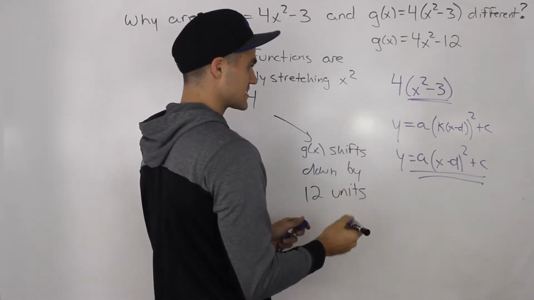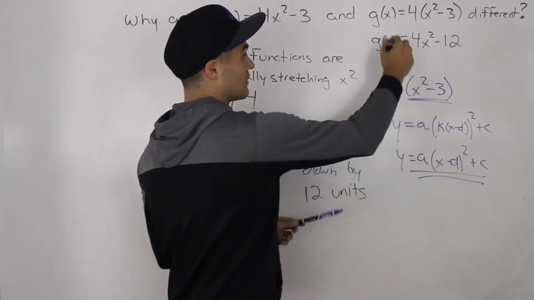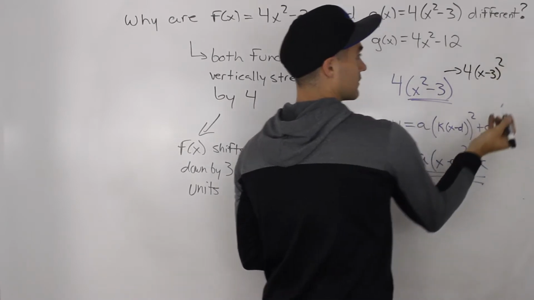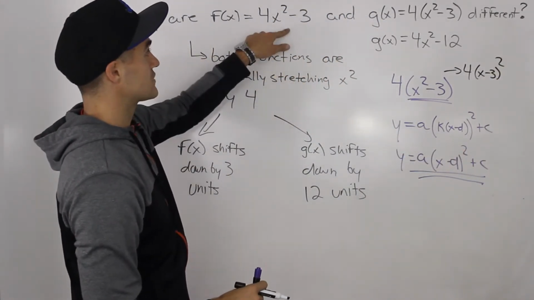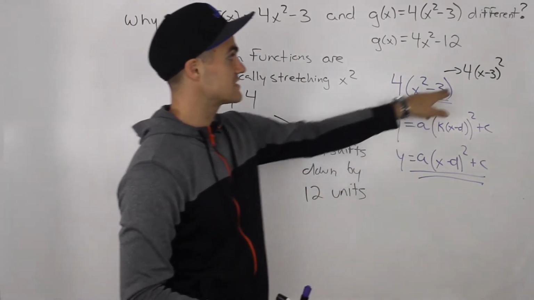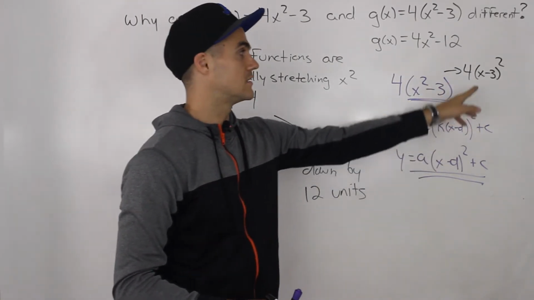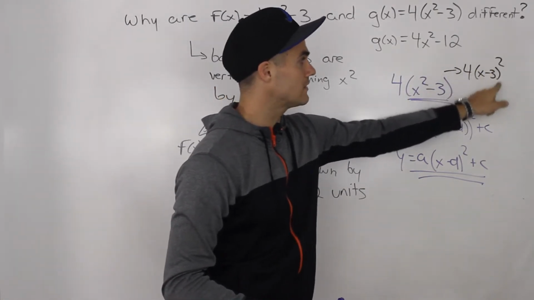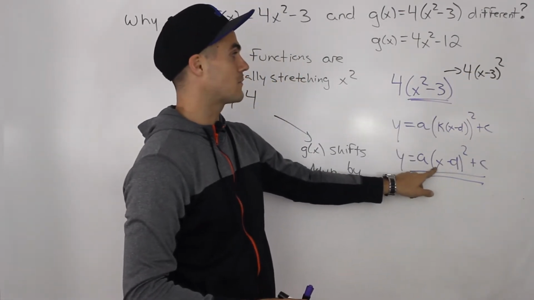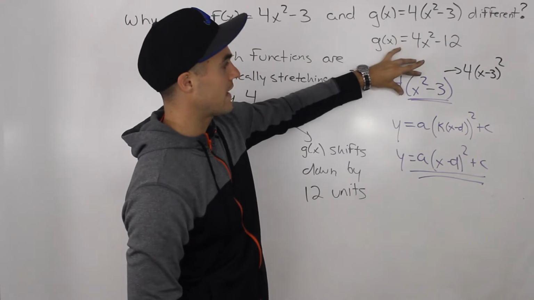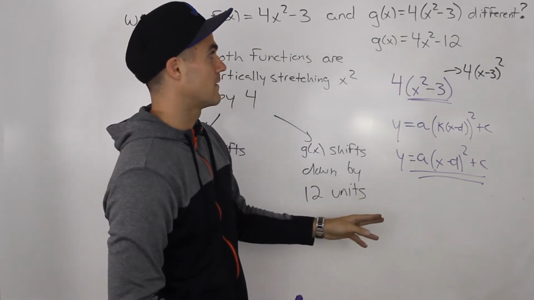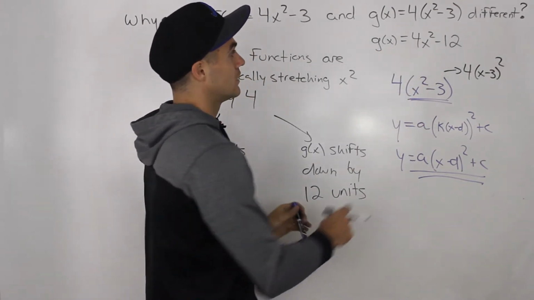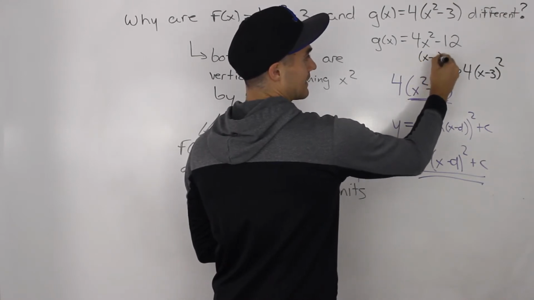So for example, if instead this was written as 4 bracket x minus 3 squared, then this function is still shifted down by 3, but then this function would be shifted to the right by 3. But notice how this minus 3 is not in the bracket squared. It's not in this format. It's sort of separate from the x squared. The x squared is still by itself. So when we distribute the 4 in, we end up with 4x squared minus 12.